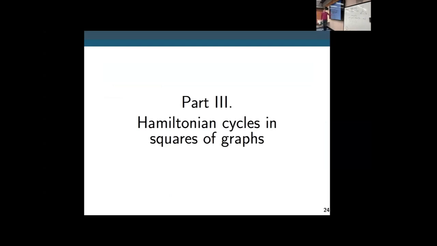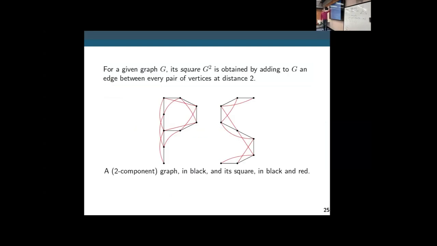We have heard enough. So, Hamiltonian cycles and squares of graphs. Let me just give you the definition so you understand what I'm talking about. You have some graph G here in black, and then you define the square by adding to G an edge between any pair of vertices at distance 2. So for instance, this guy, 1, 2, you add an edge. So the square of the black one is black together with red. This is basically the only definition that you need here.